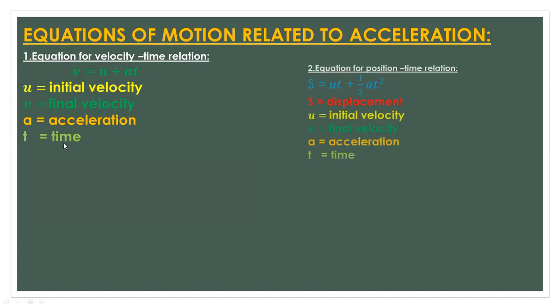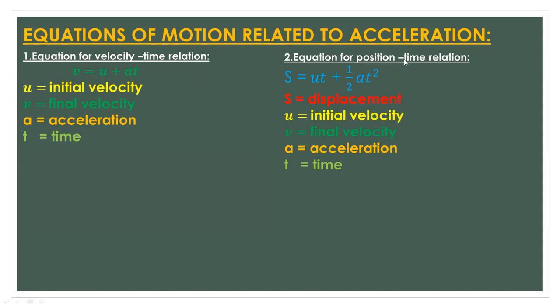The second equation is the equation for position and time relation. Position means it covers some distance, or displacement. That is the meaning of position and time relation. So here we have an equation, that is s is equal to ut plus half at square. These symbols indicate the following: s means displacement, it means position of the object, u means initial velocity, v means final velocity, a means acceleration, t means time.